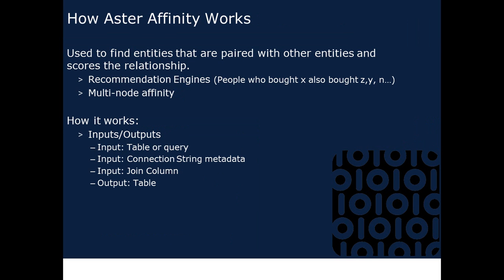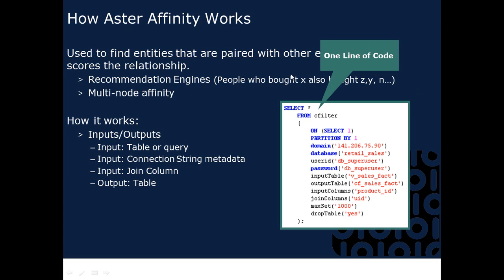With Aster, it's different. With Aster, I just have one line of code, and that one line of code is right here. So select star from cFilter, and of course I have all my connectivity information, which we can obfuscate or we can hide.